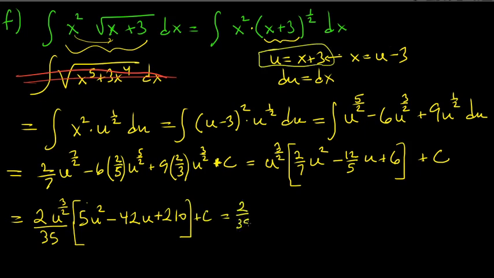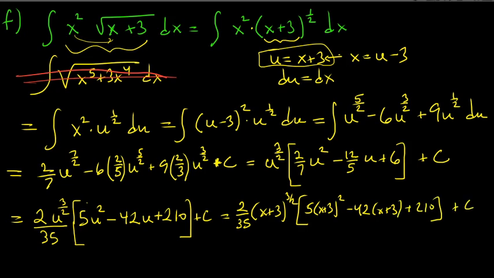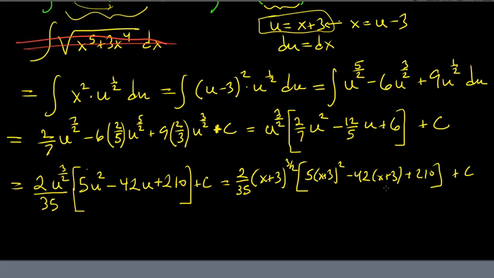So 2 over 35 times x plus 3 to the 3 halves times 5 times x plus 3 squared minus 42 times x plus 3 plus 210, all plus c here. And you should probably expand this out as well. So 2 over 35 times x plus 3 to the 3 halves, that'll stay on the outside.